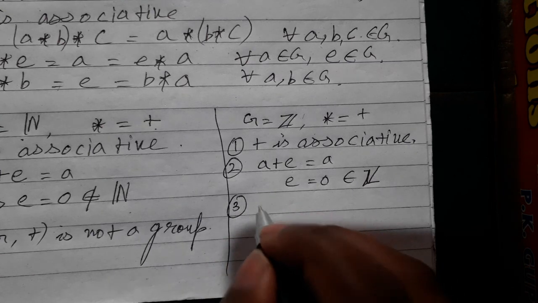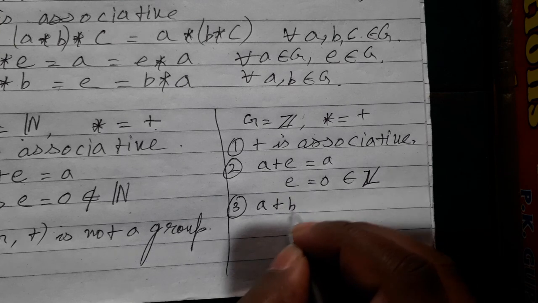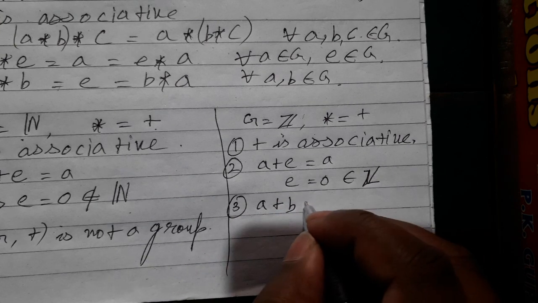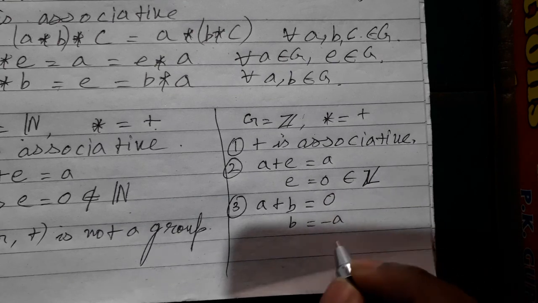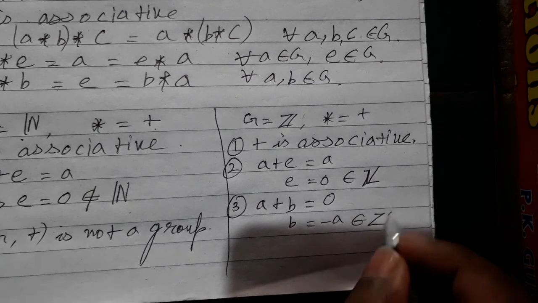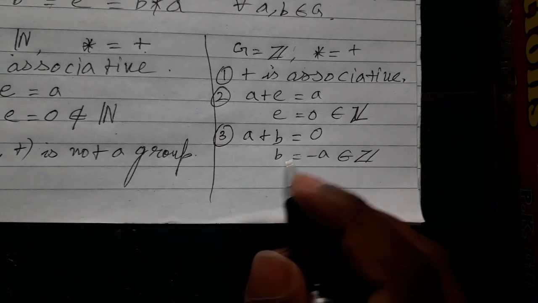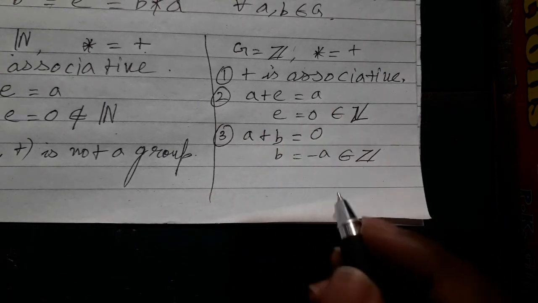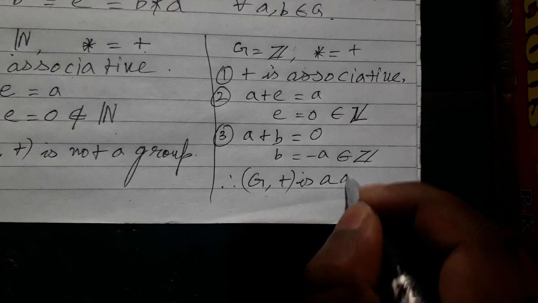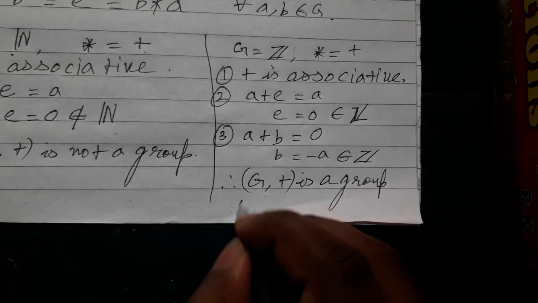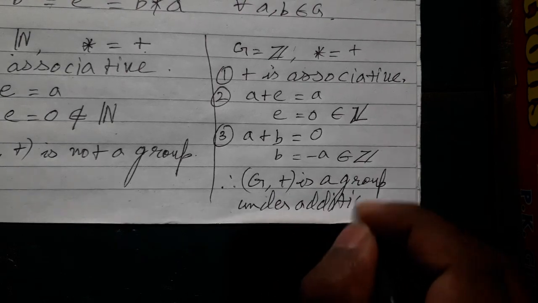Now let us check whether it has inverses. Take an arbitrary element A, and let B be the inverse of A, so that A + B equals the identity. The identity we got is 0, so B is minus A. This minus A always belongs to the integers. That shows that every element of G has an inverse. Therefore G with plus is a group under addition.